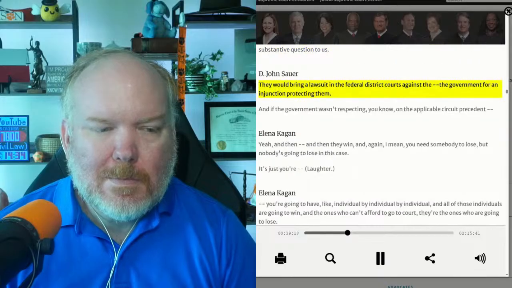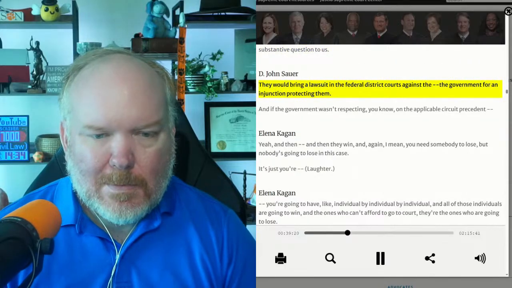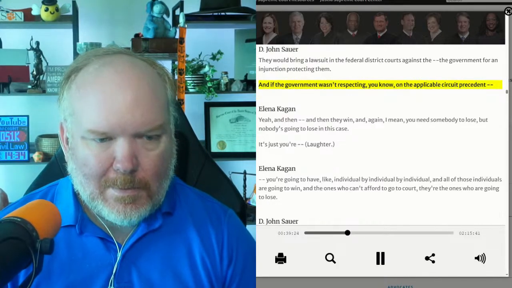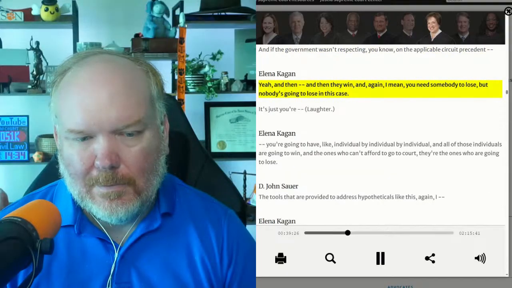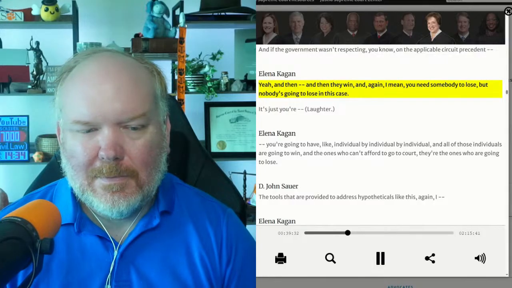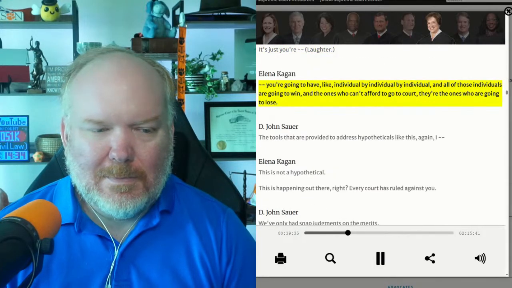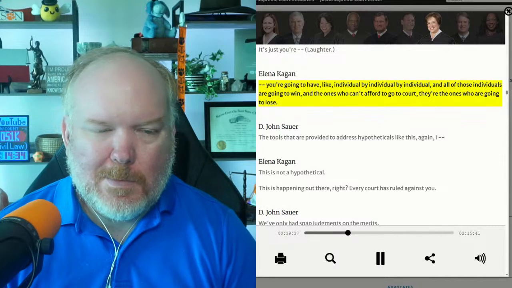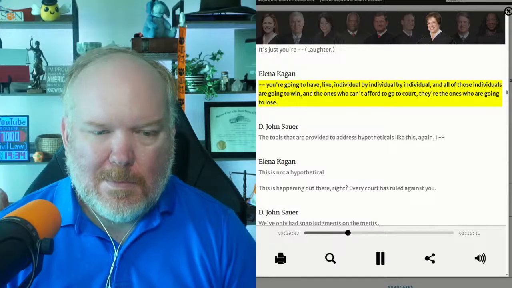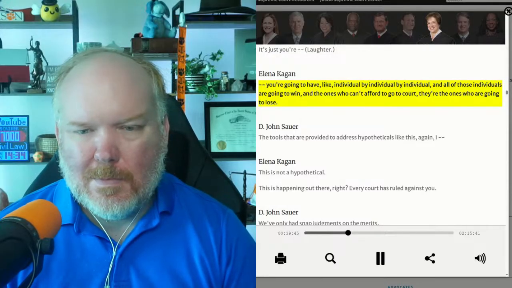They would bring a lawsuit in the federal district courts against the government for an injunction protecting them. And if the government wasn't respecting, on the hypothetical circuit, and then they win. And again, you need somebody to lose. But nobody's going to lose in this case. It's just you're going to have individual by individual by individual, and all of those individuals are going to win, and the ones who can't afford to go to court, they're the ones who are going to lose.